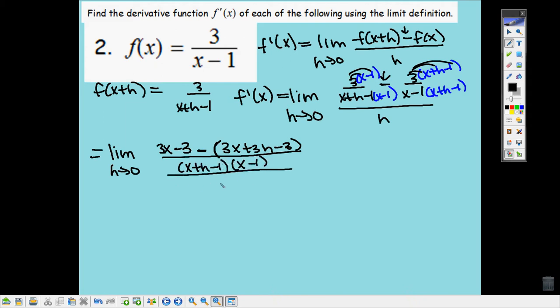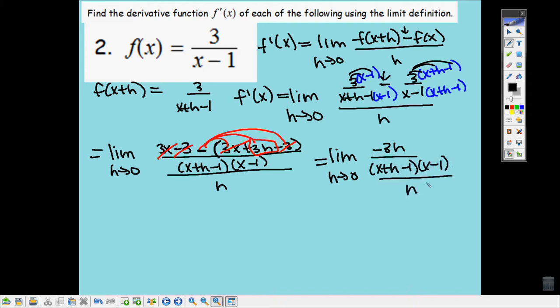Okay? All over h. So now I need to do a little bit of algebra cleanup. I have 3x minus 3x, which goes to 0, a negative 3 minus a negative 3, which goes to 0, which leaves me with a negative 3h. Okay, so then I have the limit as h approaches 0 of negative 3h over x plus h minus 1, x minus 1, all over h.